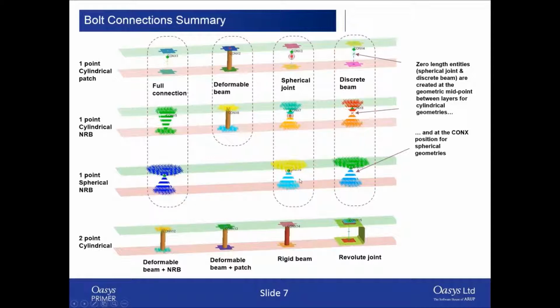This third row down is a slight variation on the cylindrical NRB, and this is a spherical nodal rigid body. So here, instead of a cylinder being centered around the specified connection point, we have a sphere, and any node that's within that sphere will go into the nodal rigid body.